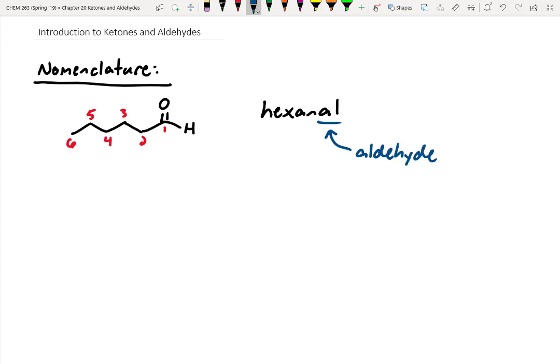Do we need to say one hexane-al? No, an aldehyde will by definition always be at the terminal end of a chain. So it's kind of redundant to say one hexane-al because it's implied that that's got to be position 1, right? So pretty simple. Let's try a harder one. And I want you to name this one. But check with your neighbor and see if you're right.